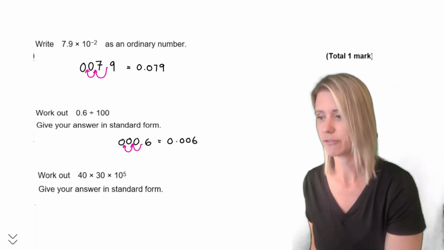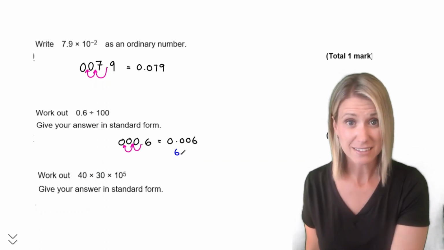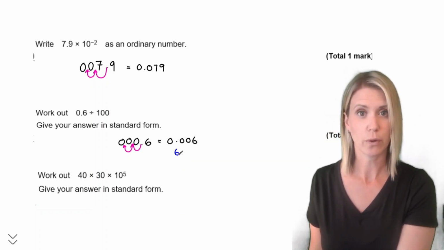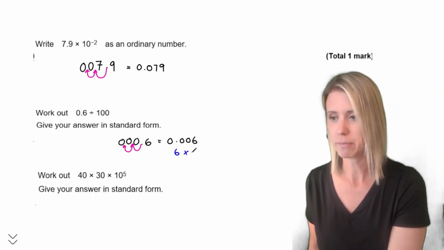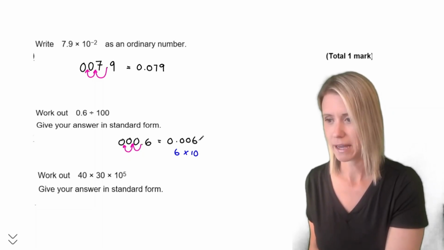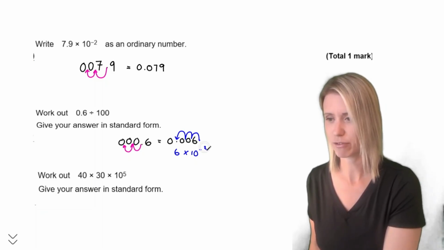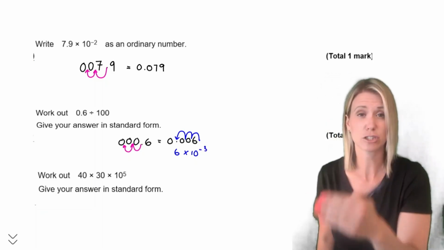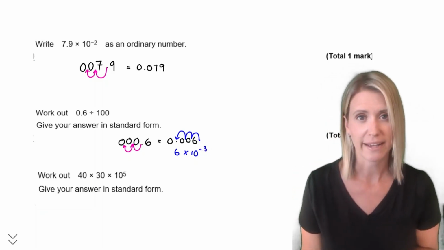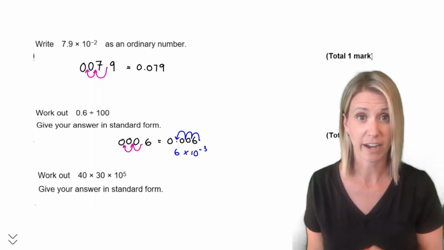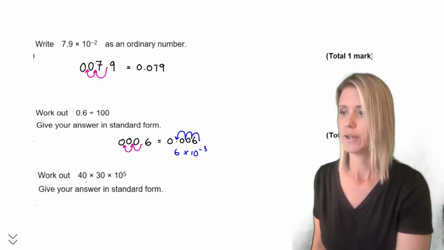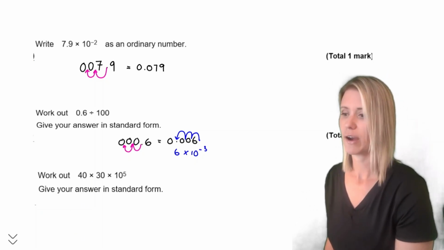So in standard form, we know it's going to be 6, to make that number greater than or equal to 1 but less than 10, multiplied by 10 to the power, divide by 10 squared, divide by 10 cubed. So 10 to the -3, because that 6 needs to get smaller by 10 to the power 3, dividing by 10 to the power 3.